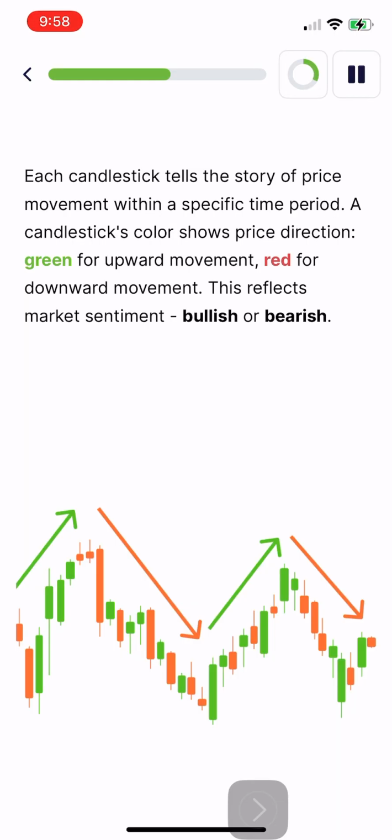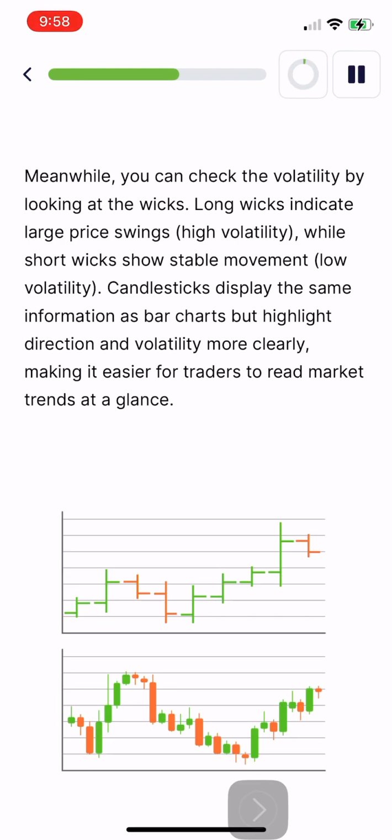A candlestick's color shows price direction: green for upward movement, red for downward movement. This reflects market sentiment, bullish or bearish. Meanwhile, you can check the volatility by looking at the wicks. Long wicks indicate large price swings, high volatility, while short wicks show stable movement, low volatility. Candlesticks display the same information as bar charts, but highlight direction and volatility more clearly, making it easier for traders to read market trends at a glance.